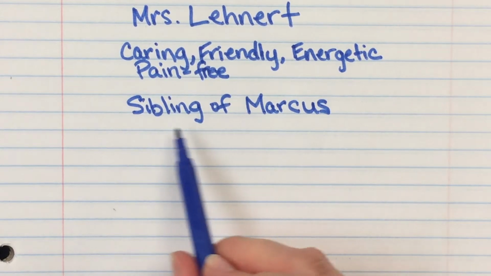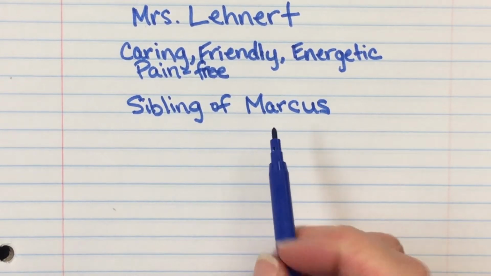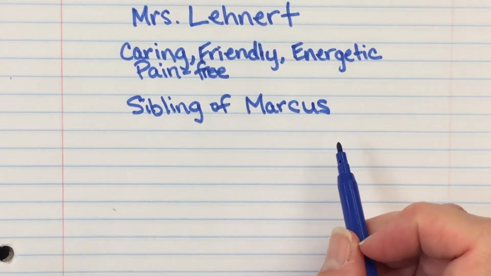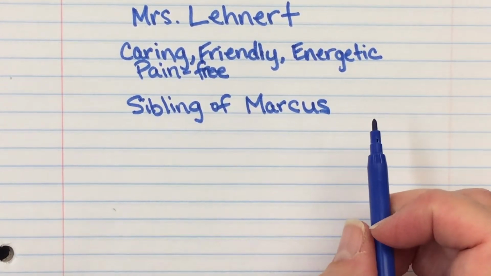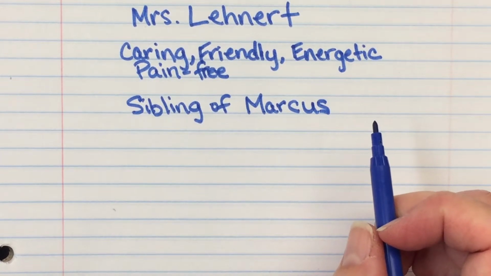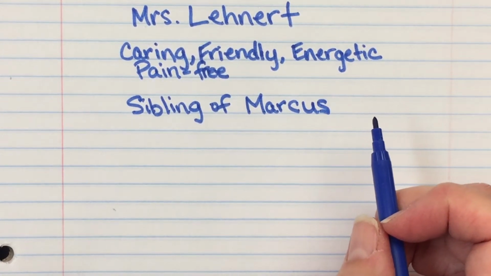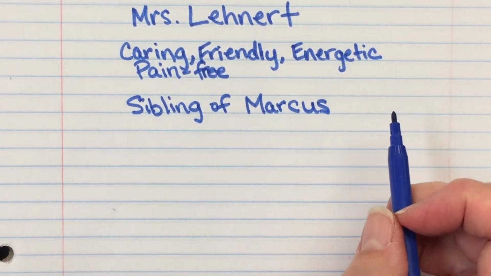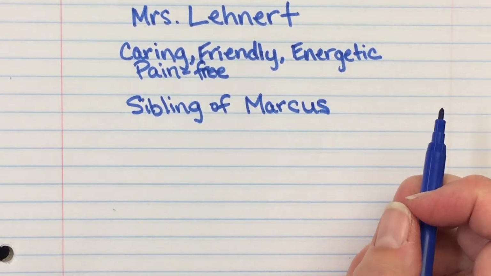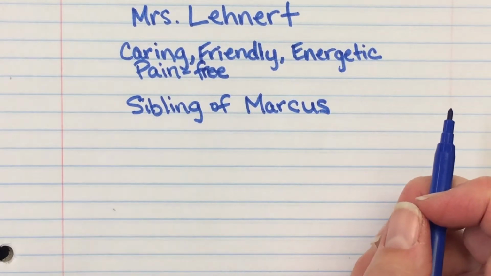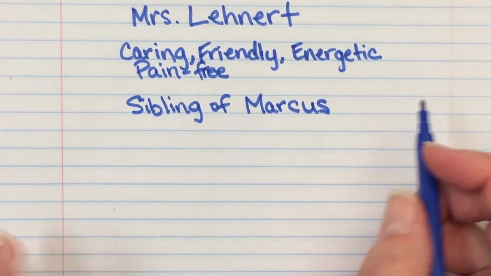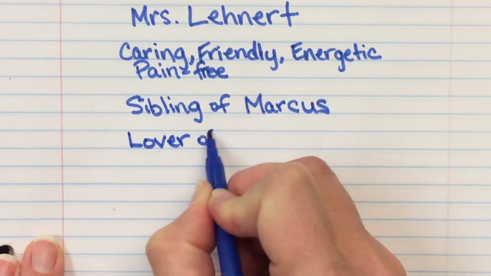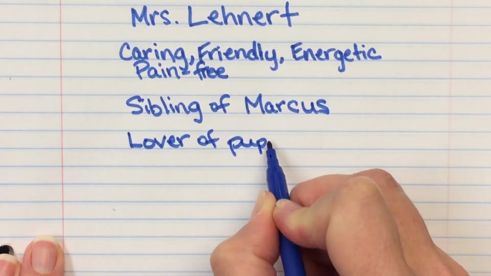Okay, next you're going to skip a line and we're going to tell people what you love. And so you're going to say maybe you love movies, maybe you love puppies. I love puppies. Maybe you love cats. Maybe you love a particular TV show, right? Teen Wolf, for example. So there could be any number of things that you love, right? So you're going to say lover of, and for example, I love puppies.